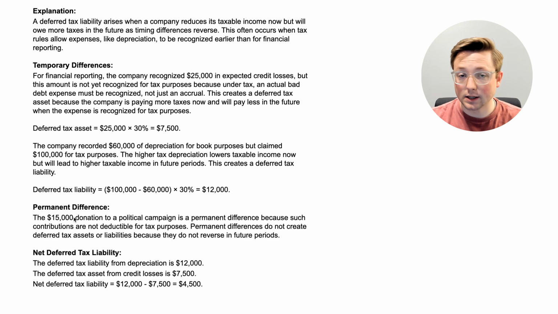And then one last thing that we want to talk about before we calculate the net tax liability, we talk about there are also permanent differences when it comes to book and tax. There's temporary differences, and these are the things that cause deferred tax liabilities and assets, but there are also permanent differences. This arises from non-taxable or non-deductible items. The $15,000 donation to a political campaign is a permanent difference because such contributions are not deductible for tax purposes, period.